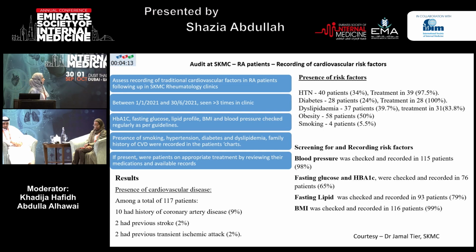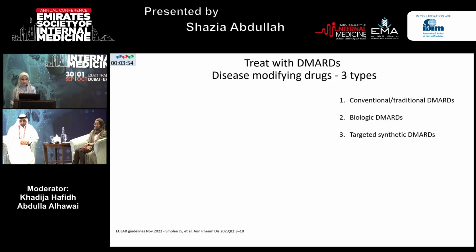Looking at the risk factors, about a third had hypertension, about a fourth had diabetes, and obesity was present in about 50% of our patients. And although we were good at checking blood pressure and BMI, which is something that's done by our nurses, we were not very good at checking the traditional risk factors in our patient cohort. So this is something that we as rheumatologists need to work on as well.